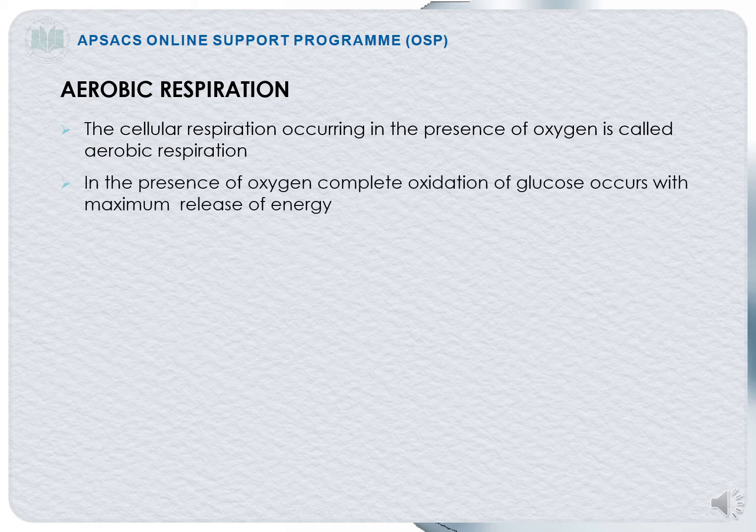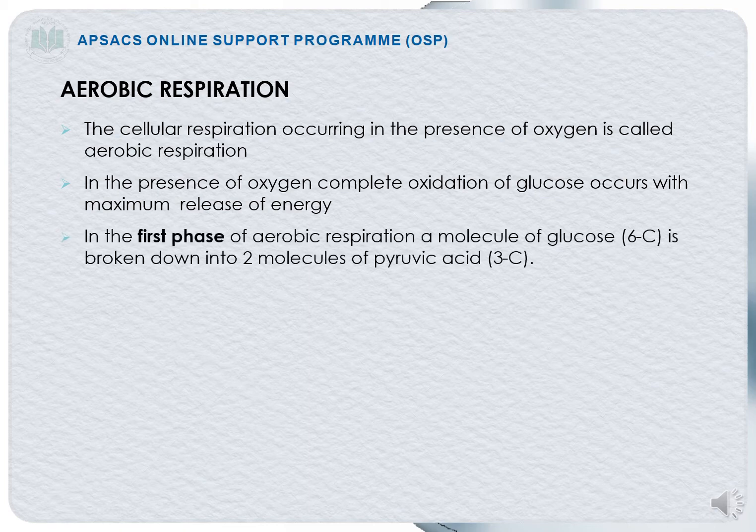In the presence of oxygen, complete oxidation of glucose occurs with maximum release of energy. Now, aerobic respiration is based on two phases. In the first phase, the complete oxidation of glucose takes place, or you can say the complete breakdown of the glucose molecule takes place. When the glucose molecules are completely broken down in the presence of oxygen, a maximum amount of energy will be released. Energy is in the form of ATP, and about 36 ATP of energy is released. So the first phase of aerobic respiration is the oxidation of the glucose molecule, but the complete oxidation.